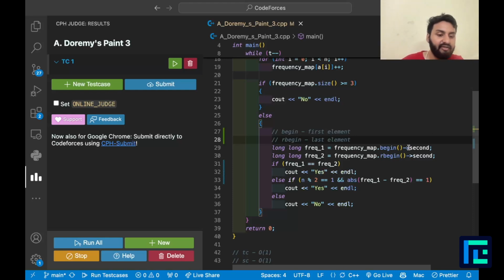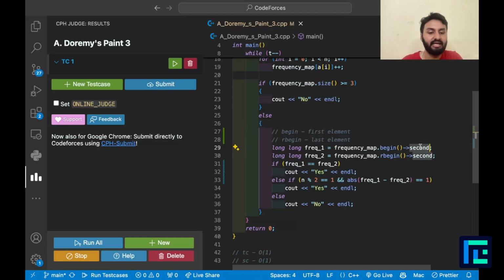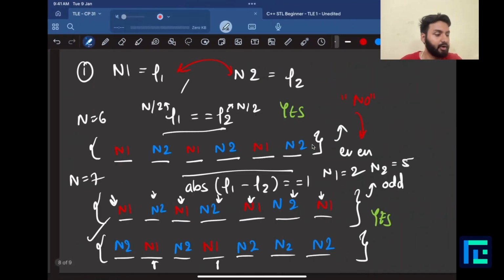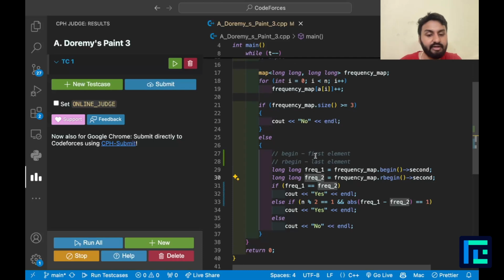And if I use the arrow operator, which calls that iterator's property second, that means the frequency, effectively I get the first frequency, that's F1 we talked about in our question. And if I say rbegin's second element, that's basically F2. So by a very simple implementation technique in C++, I have extracted the F1 and F2 of my current array.